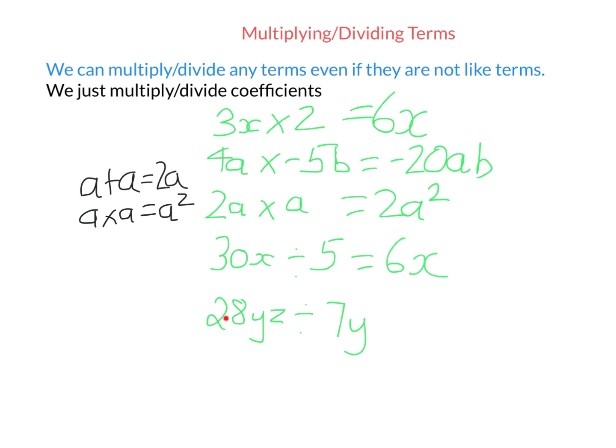So this one is a bit harder. 28yz divided by 7y. Sometimes when you're dividing, it might be easiest to write as a fraction. We haven't done fractions yet. We'll do it later in the year, but it turns out you can cross out anything that's on the top and bottom of a fraction. Y divided by y is just 1, assuming y is not 0. Cross out. So we can just go 28 divided by 7 is 4 and write our pronumeral z. Remember, this line here means divide.